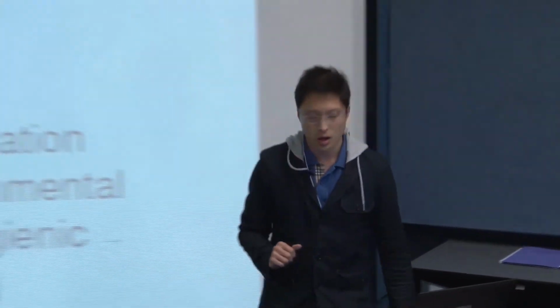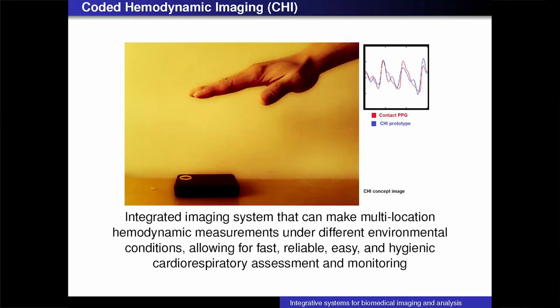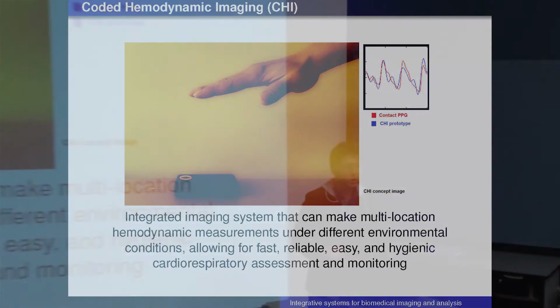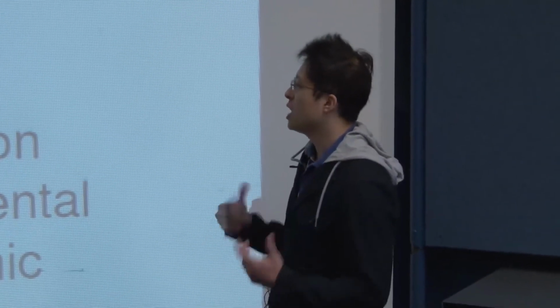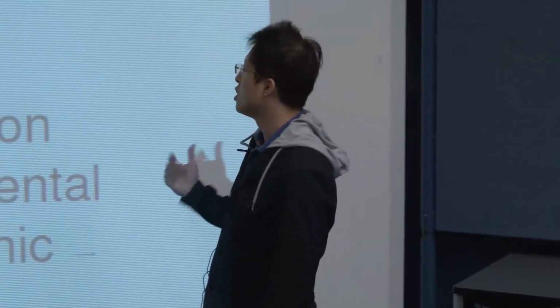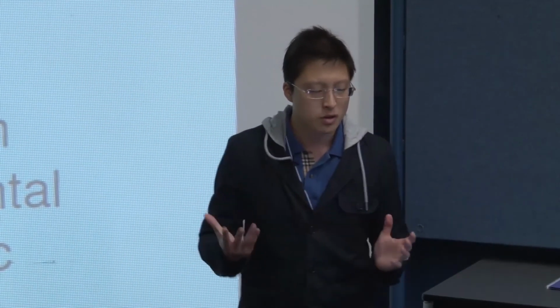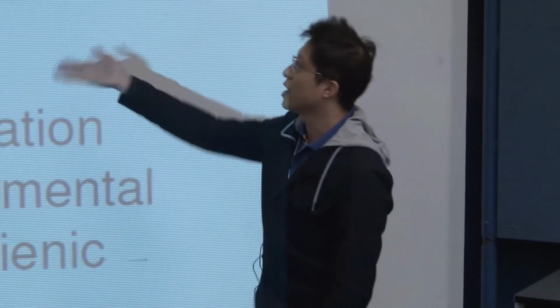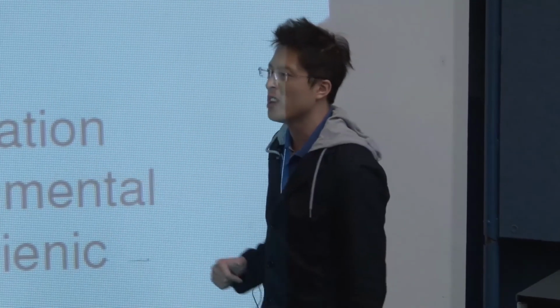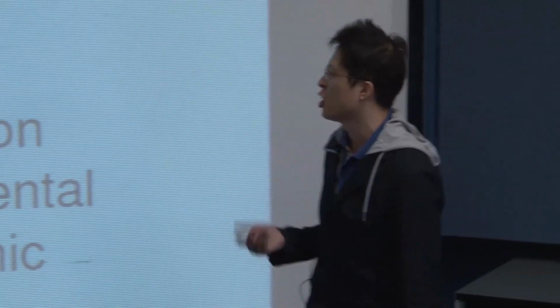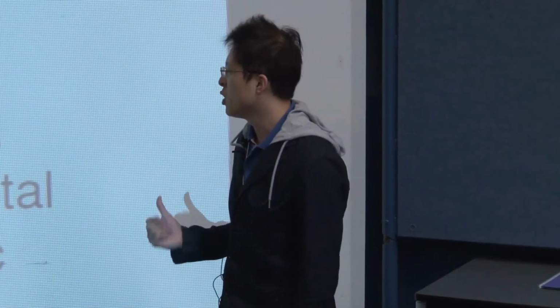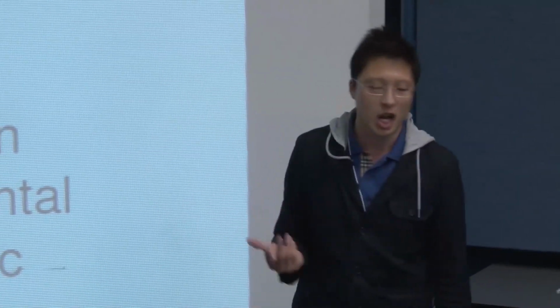And finally, we have our coded hemodynamic imaging system that's being worked on by Robert over here. Here our goal is, can we design an integrated imaging system that can make multi-location hemodynamic measurements under different environmental conditions, under different lighting conditions, and so on and so forth. By designing something like this, where you could literally just wave your hand in front of it and it tells you everything you need to know about your cardiorespiratory system, it allows for fast, reliable, easy, and hygienic cardiorespiratory assessment and monitoring.